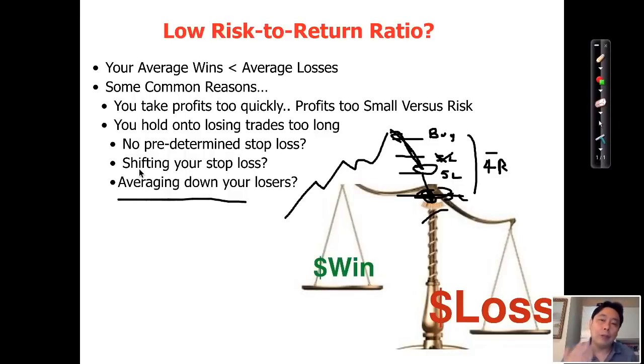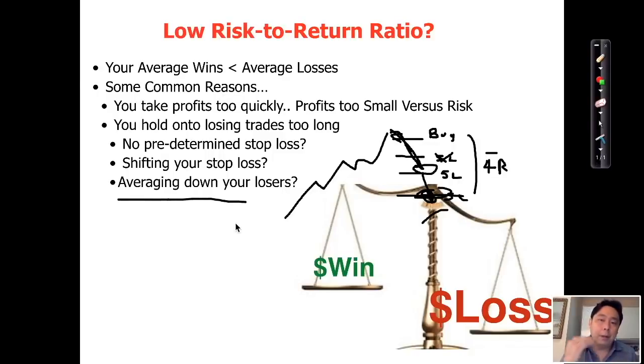And so why do many traders do this? Why do they shift their stop loss? Why do they not have a stop loss? Why do they average down their losers? Here's the irony: because they are afraid of losing money. And in the market, the more you are afraid of losing money, the more you're afraid of taking a loss, the bigger losses you will have and the more money you will lose. Okay, so always remember that. Never be afraid of taking a loss.